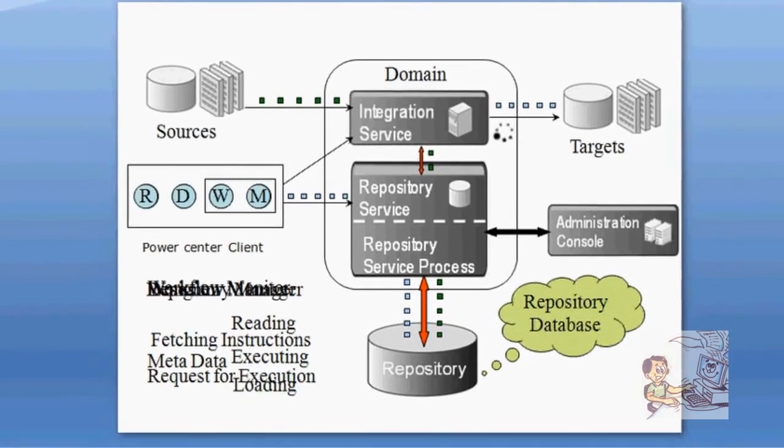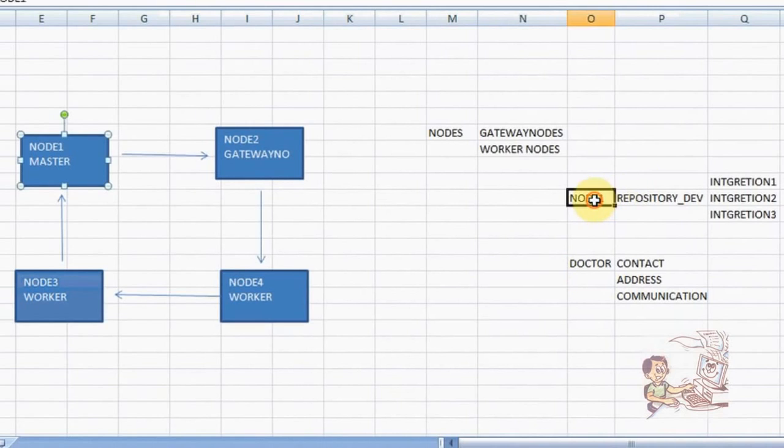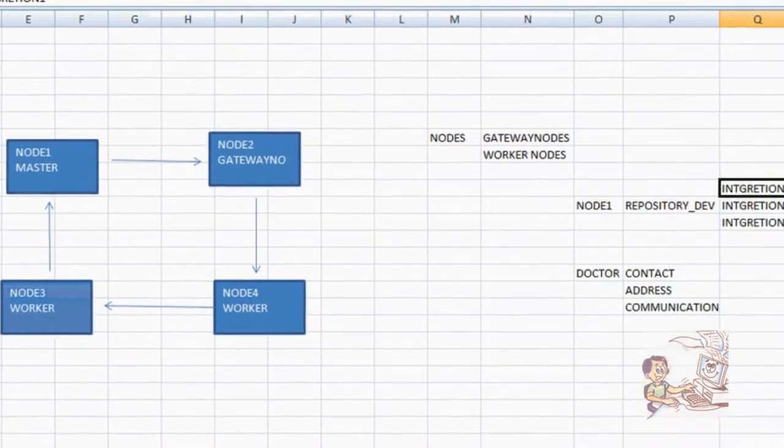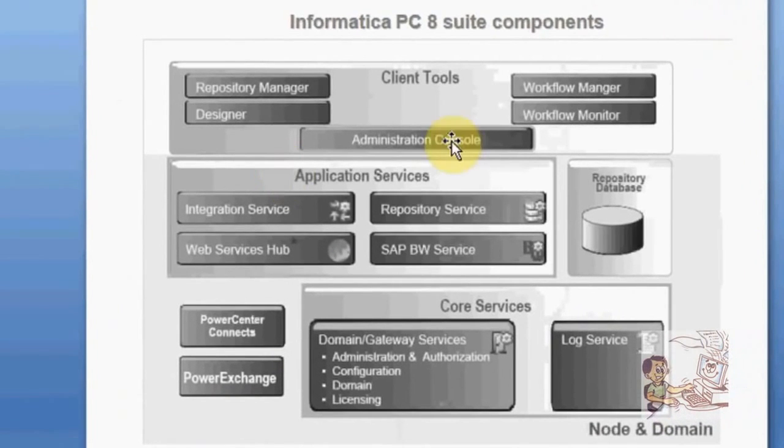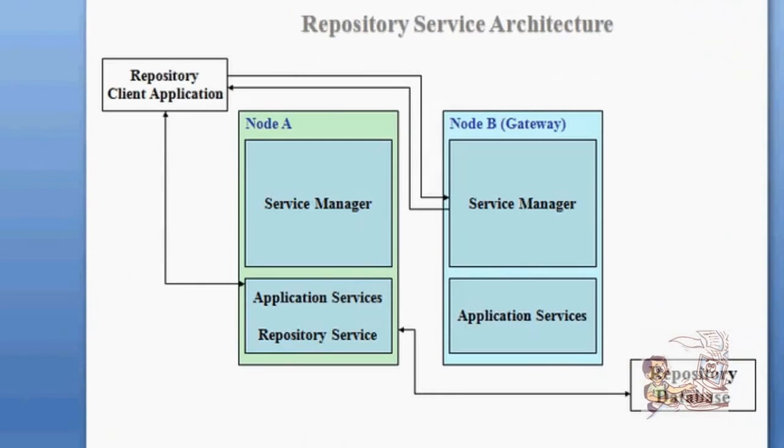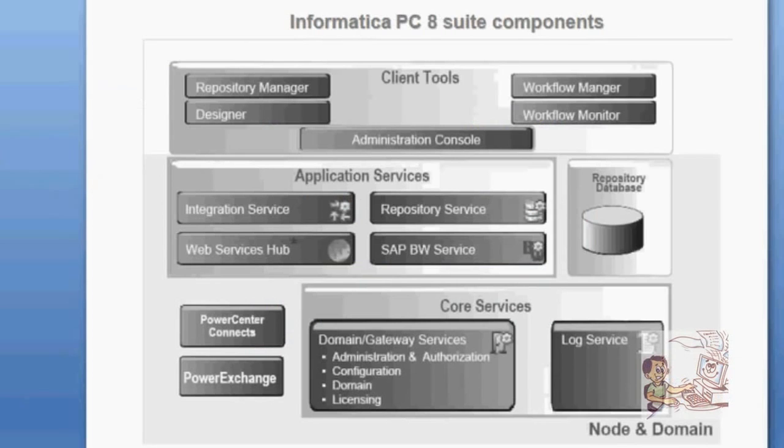See here, on node 1 we created one repository. This repository contains multiple integration services, so we can use I1, I2, I3. This is the architecture part of the core services and application services. Each and every node contains its own core services and application services. Then we can start the client part. Thank you.